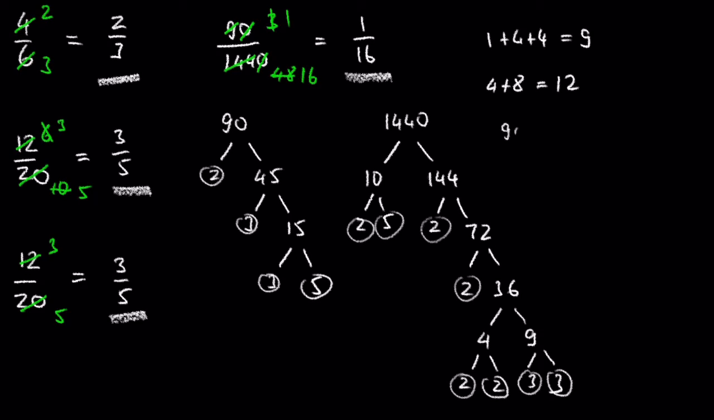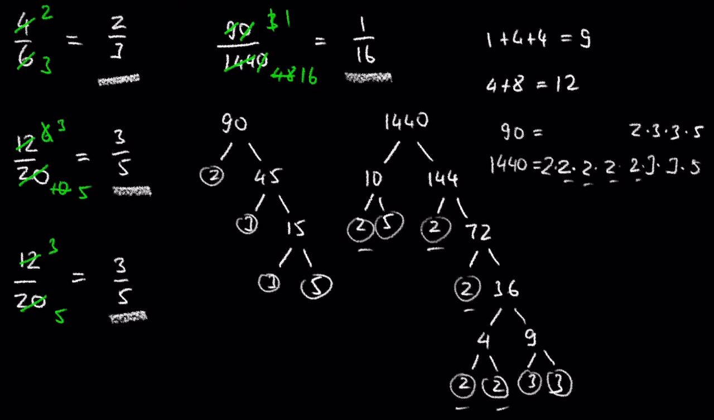So we have 90 is 2 times 3 times 3 times 5. And 1440 is 5 times 3 times 3 times 2 times 2 times 2 times 2. Let's check. 1, 2, 3, 4, 5. 1, 2, 3, 4, 5.